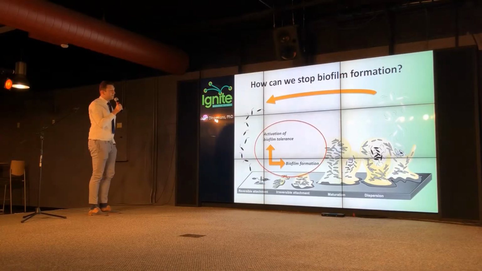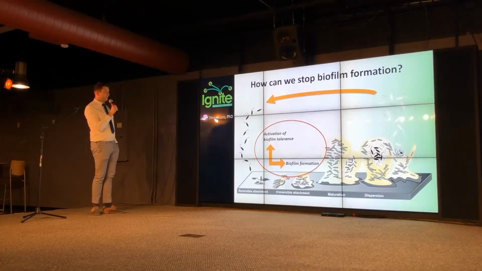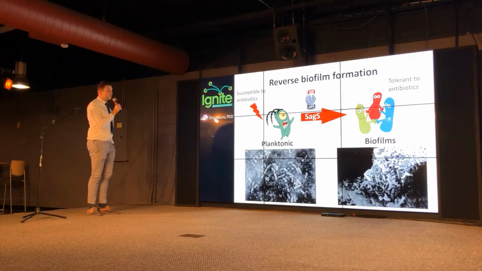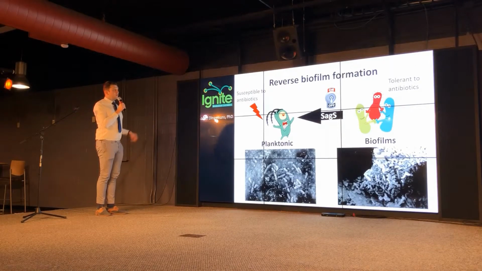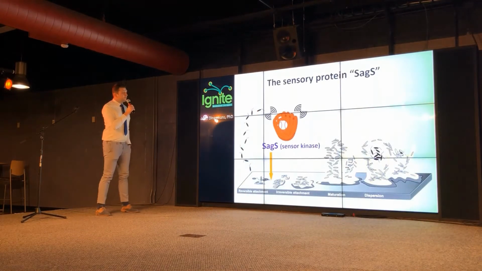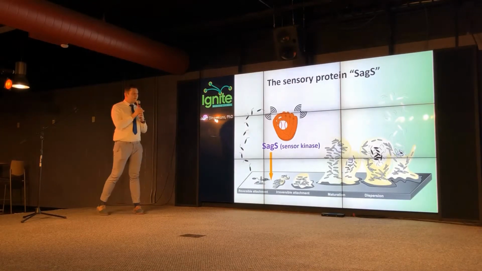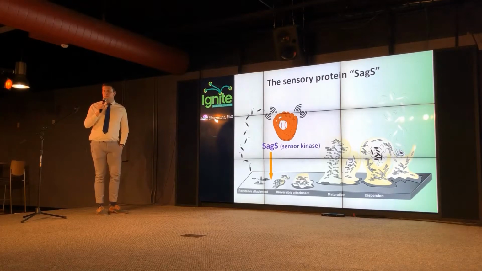Or we can interfere at the initial stages of biofilm formation where tolerance to antibiotics is actually activated. I'm working on one particular protein called SagS that acts as a toggle switch, allowing the bacteria to transition from the planktonic to the biofilm stage of growth. And we are looking for mechanisms that turn this switch off, making the bacteria treatable by antibiotics. This protein SagS acts as a sensor that catches a signal from the environment and then will initiate a mechanism that leads to biofilm development, but also antibiotic tolerance.